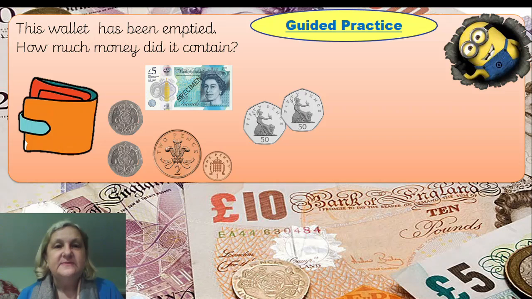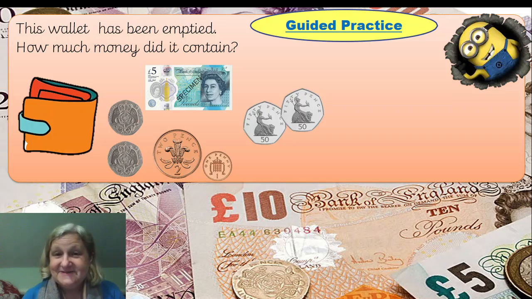This wallet has been emptied. How much money did it contain? If you want to pause this one and have a go yourself, then get ready to check the answer in a second. I can spot a pound, not a pound coin, something worth £1. A couple of coins there worth £1.